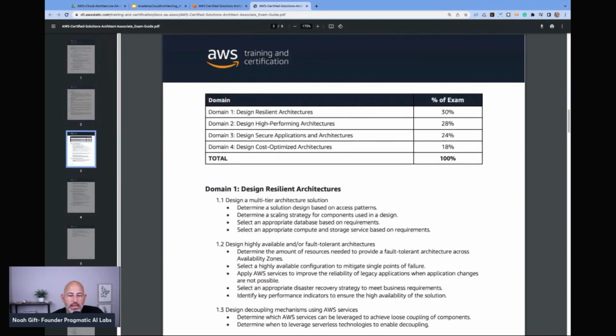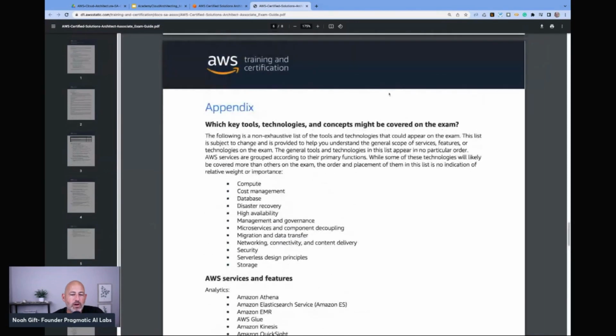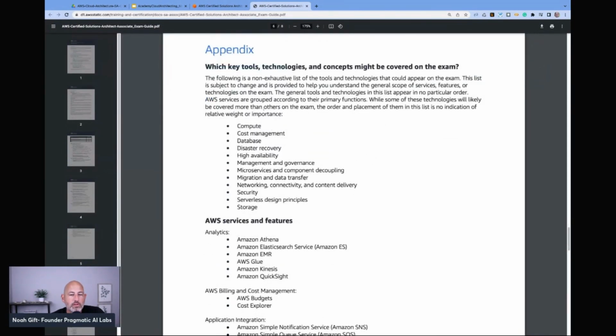And then if we go into the domains, we saw that already. That's a good thing to take a look at. And then also the appendix. I think this is a good thing to look at as well. Look at the resources that are mentioned and write those down, maybe on a notepad, and say your own definition. In this case, it's compute, cost management, database, disaster recovery, high availability, management and governance, microservices and component decoupling, migration and data transfer, networking, connectivity, and content delivery, security, serverless design principles, storage. So you should have in mind what services on AWS would be associated with those. And maybe you could even draw some kind of a graph where they would be connected.